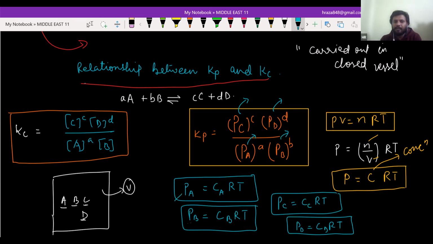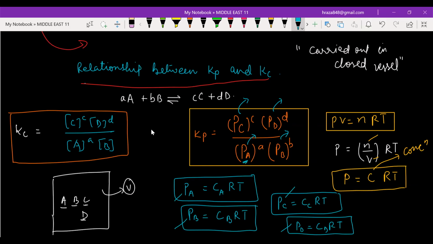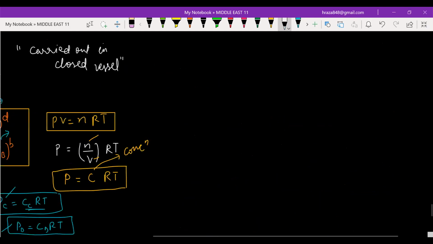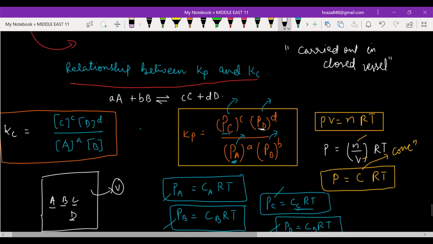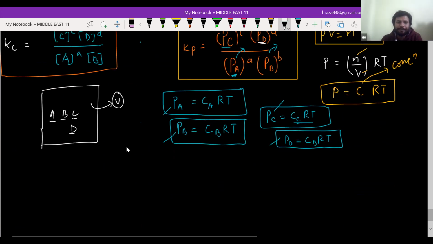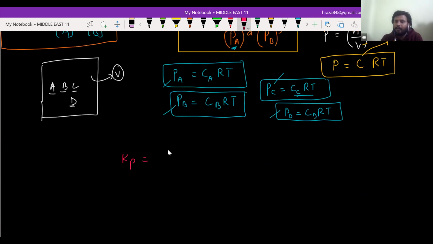This is the partial pressure of C, partial pressure of D, partial pressure of A, partial pressure of B. So can I put CA RT in the place of PA? Yes, sir. So what I want to say is that I'm going to replace PC from this, PD from this. You are going to see a change in the equation. Kp will be equal to, here what it was, PC. So what is the value of PC?